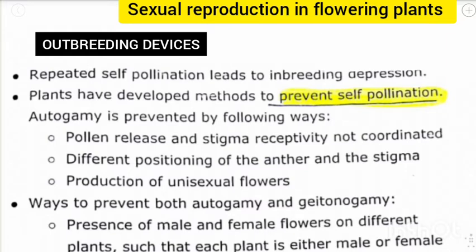Plants have developed many devices that help promote cross-pollination and inhibit self-pollination. These methods are called outbreeding devices. These are the devices that plants have developed to promote cross-pollination and to inhibit or avoid self-pollination.